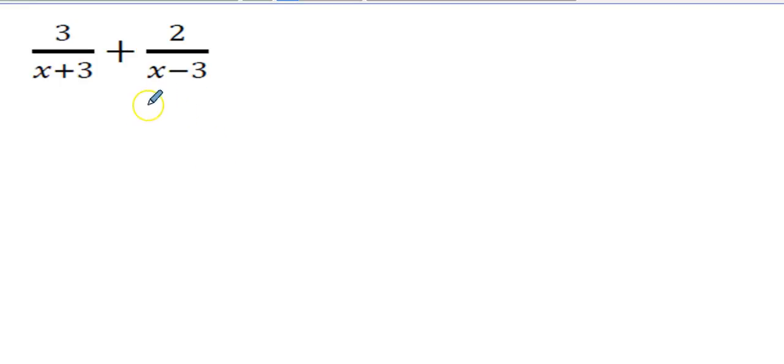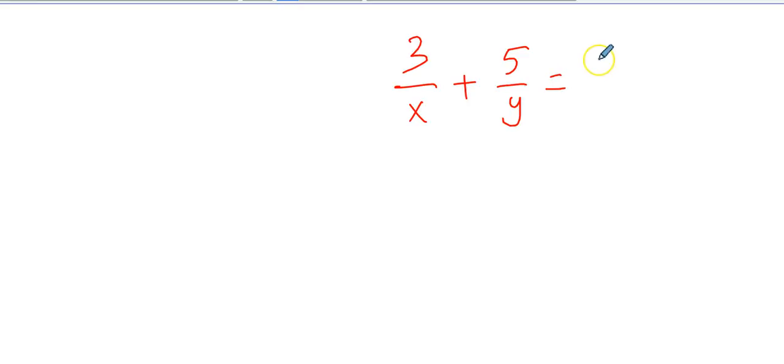So now what if you have to add two rational expressions? Like here I have 3 over x plus 3 plus 2 over x minus 3. How do you add those two? Before going into this problem, let me show you one example. Let us consider something like 3 over x plus, let me take 5 over y.